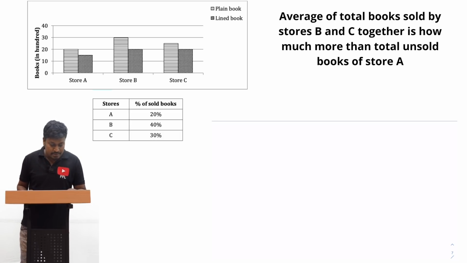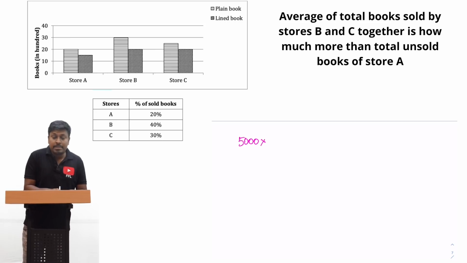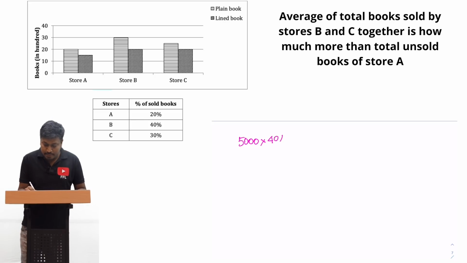So store B, look at the chart. Plain books and lined books total will be how much? 5000. Out of this 5000, when you look at the table chart, how much percentage of books are sold? 40%. So 40% of books are sold, which is 2000.